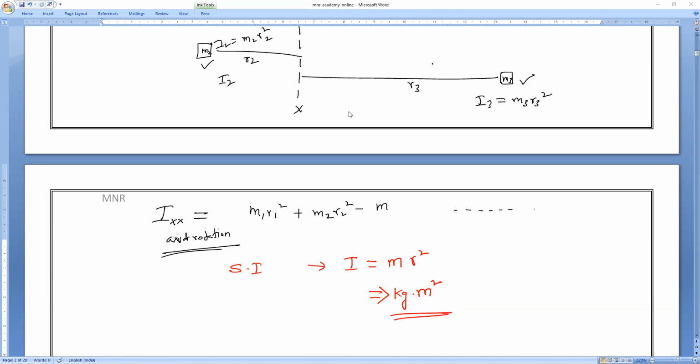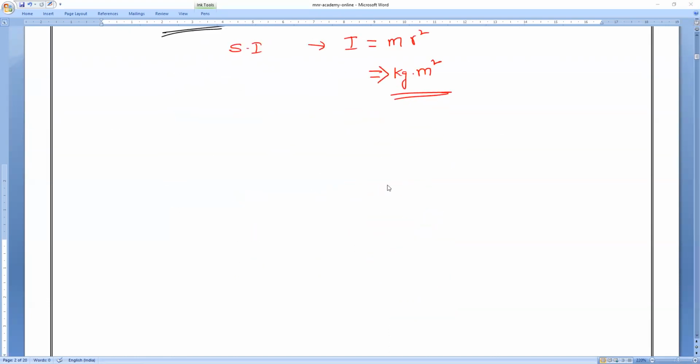So this is what is called moment of inertia. I hope you all understand. Any doubt, you can ask me, or else we'll proceed. Just to remember, the moment of inertia formula is I equals M into R square. That is what is called moment of inertia. So let us write the first question.